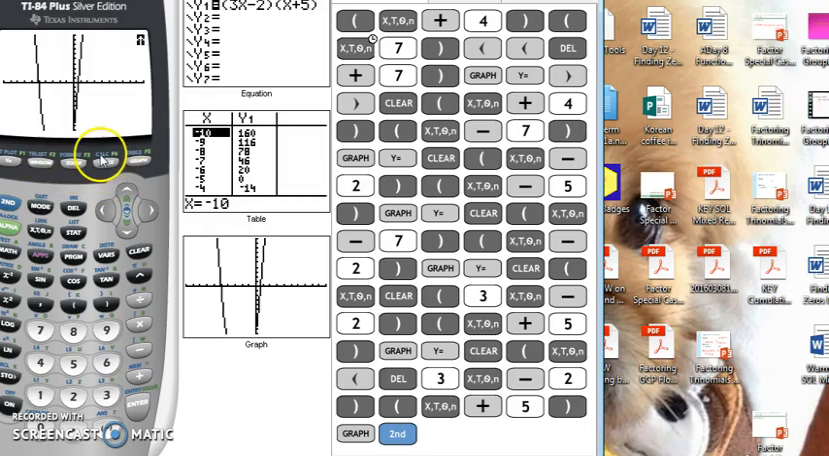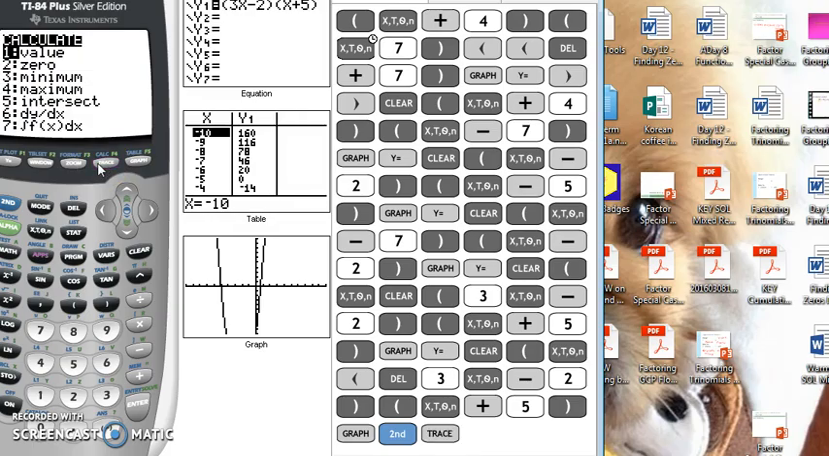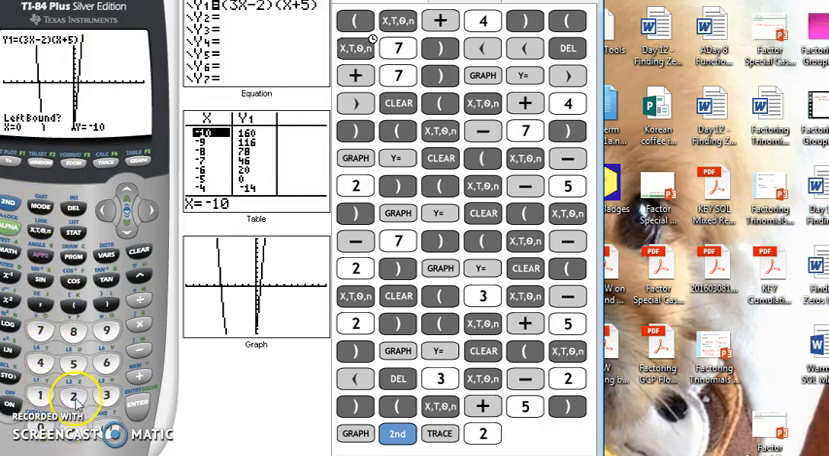Right above trace, there's calculate. So second, trace. And you see number 2 is zero. So we want to find zeros of the function. So press number 2. And then right here, you have something that says left bound. So you're going to look at your left side. Your left side here, that's the left value, which was our -5.